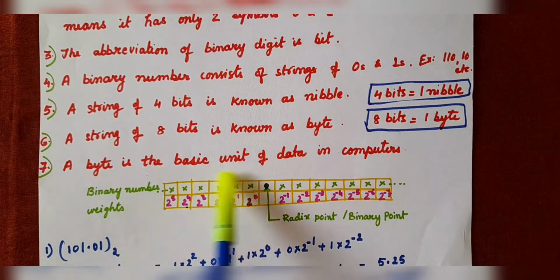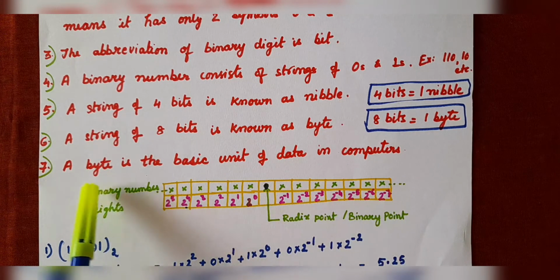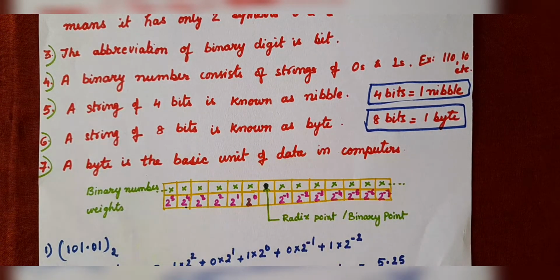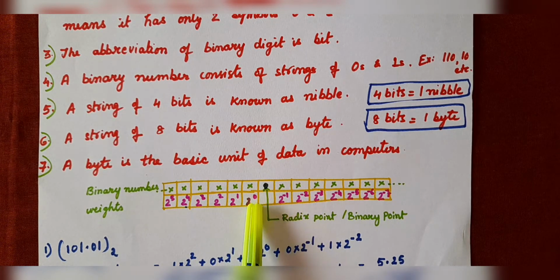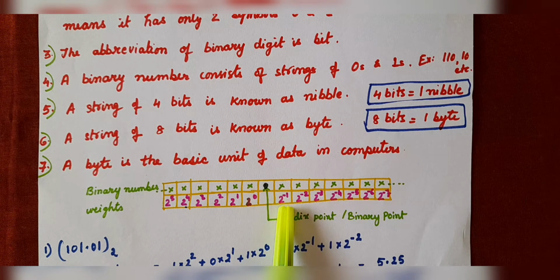Remember this equation for this concept of converting binary to decimal. On the right side of the radix point, multiply by negative powers of 2; on the left hand side of the radix point, multiply by positive powers of 2. It is 2 to the power of 0 here. Here it will be 2 to the power of minus 1.